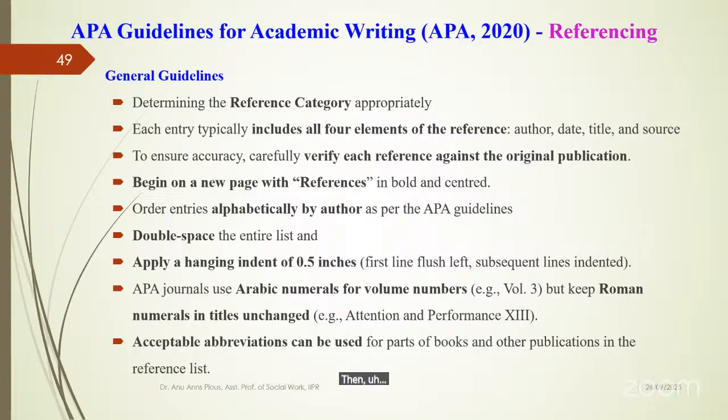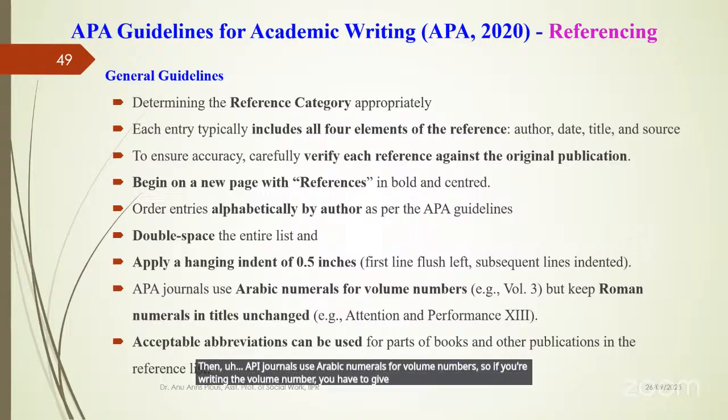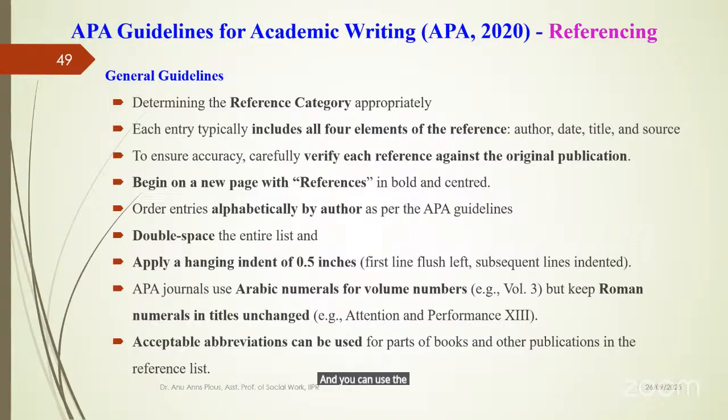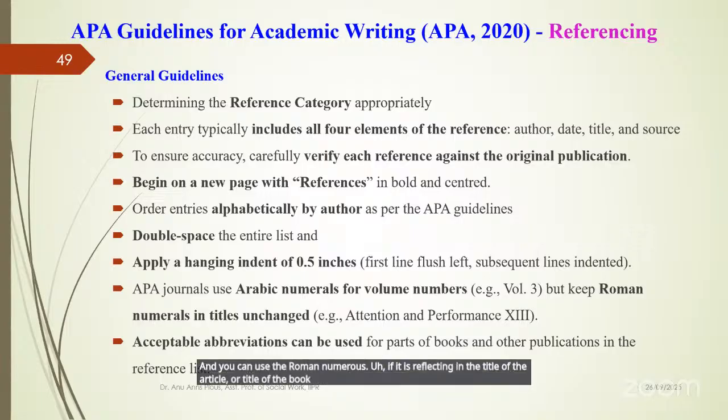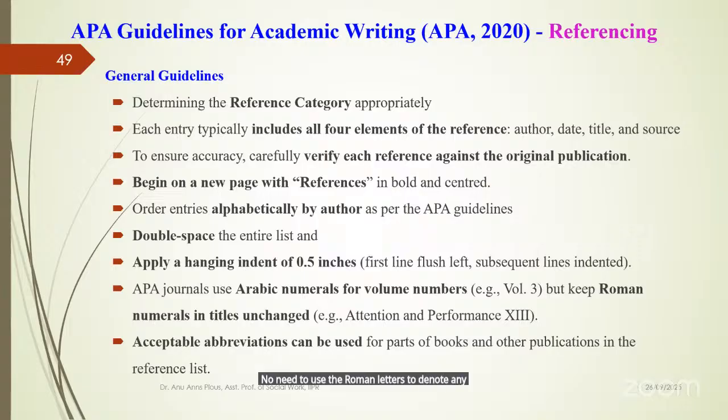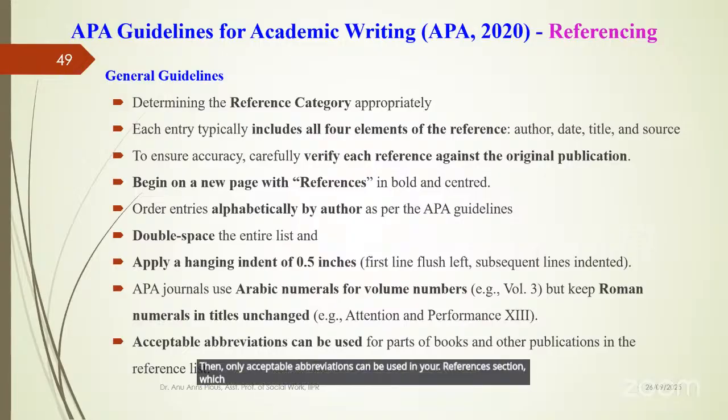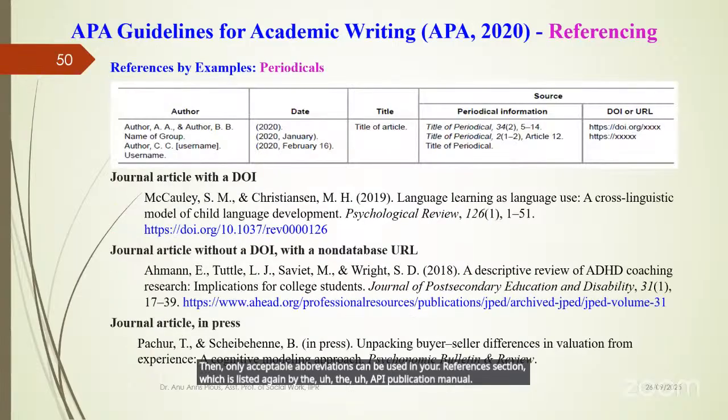APA journals use Arabic numerals for volume numbers. So if you're writing the volume number, you have to give 32 using Arabic numerals. You can use Roman numerals if it is reflected in the title of the article or title of the book or title of something else. Otherwise, no need to use Roman letters to denote any numbers in the reference component. Then only acceptable abbreviations can be used in your references section, which are listed again by the APA publication manual. So now I'll give some examples of the reference components.